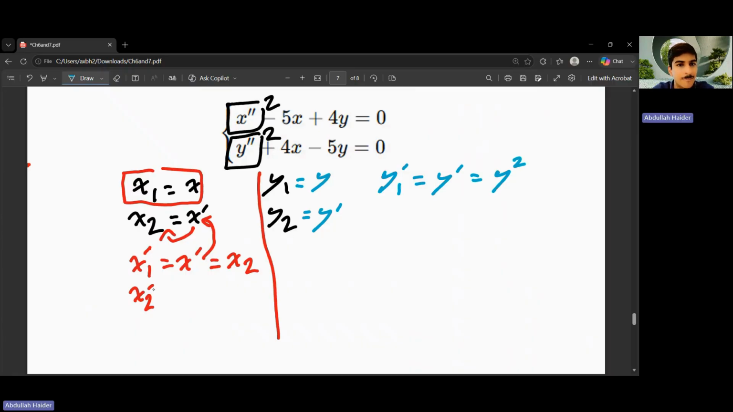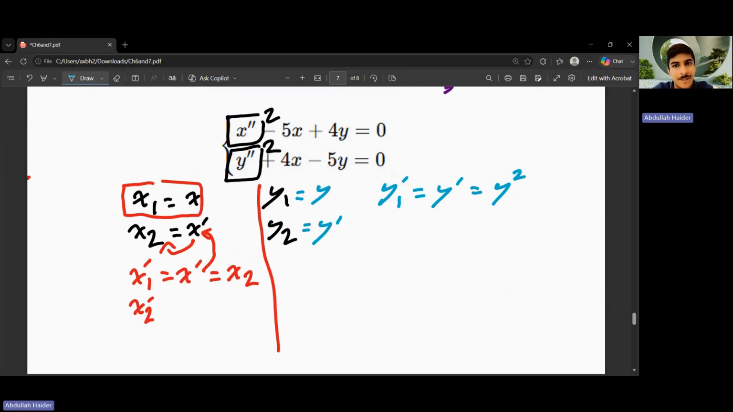Now how to find our x2 prime? This is basically the same as rearranging this equation. x double prime is equal to 5x plus 4y. And then y double prime is equal to minus 4x plus 5y.